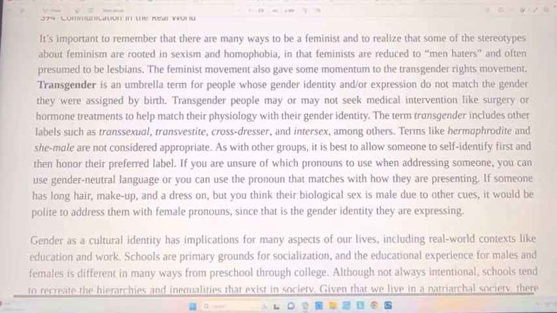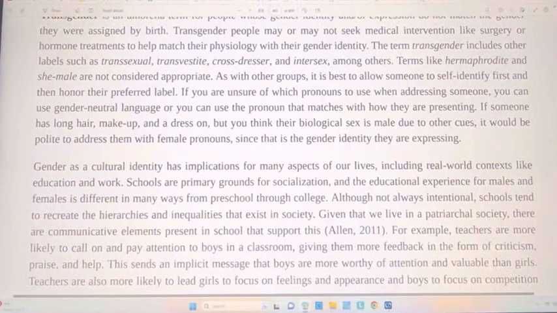Transgender is an umbrella term for people whose gender identity and/or expression do not match the gender they were assigned by birth. Transgender people may or may not seek medical intervention like surgery or hormone treatments to help match their physiology with their gender identity. The term transgender includes other labels such as transsexual, transvestite, cross-dresser, and intersex, among others. Terms like hermaphrodite and she-male are not considered appropriate.